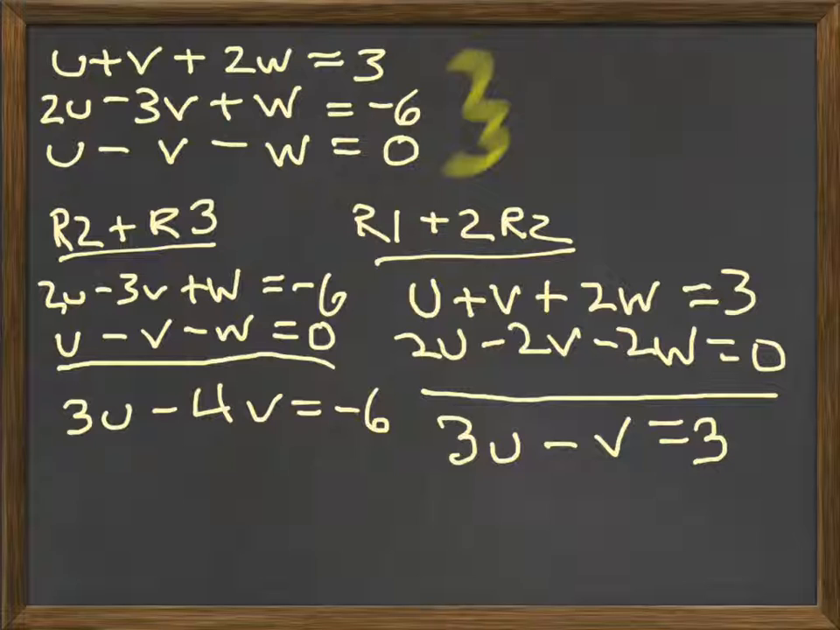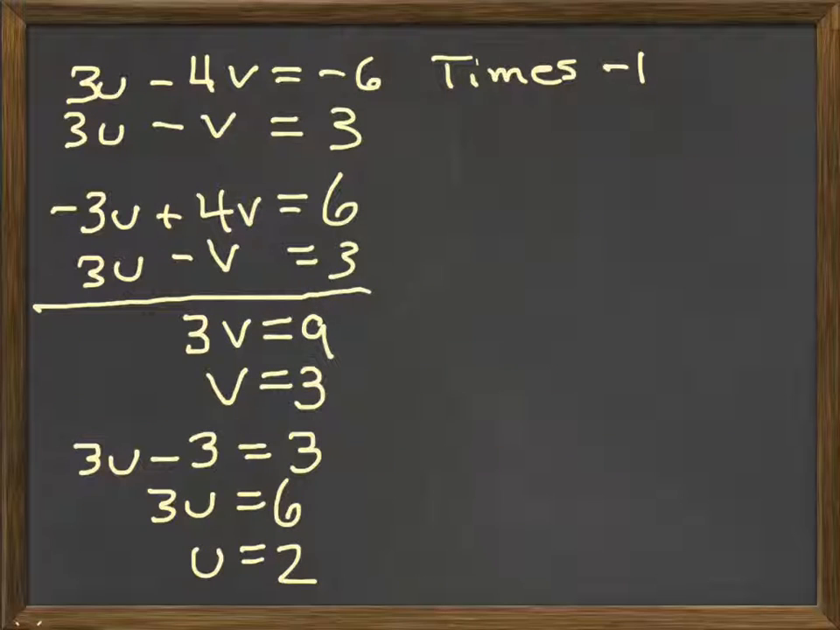Here I've decided to get rid of the w's, so adding row 2 and row 3 gets rid of the w's, and doubling row 3 and adding it to row 1 also gets rid of the w's. So we get two equations: 3u minus 4v is negative 6, and 3u minus v equals 3. We've got two equations and only two variables, so we can solve that.